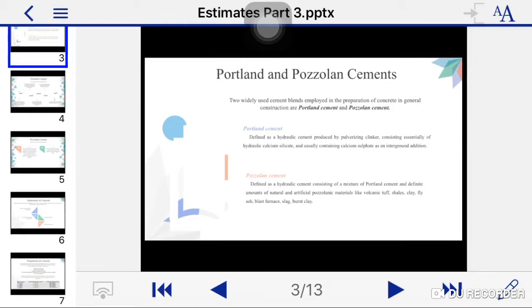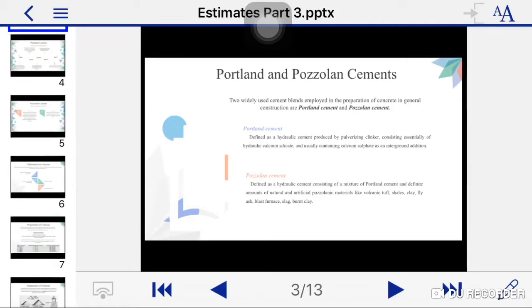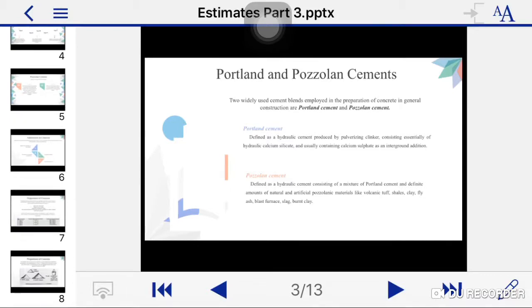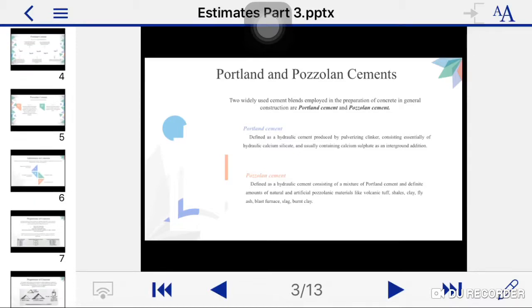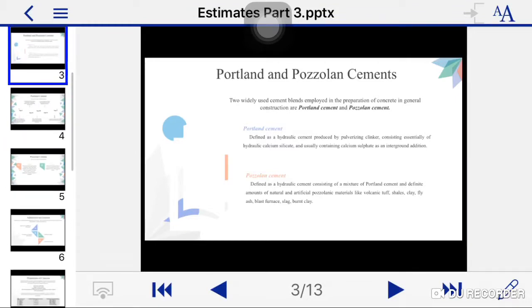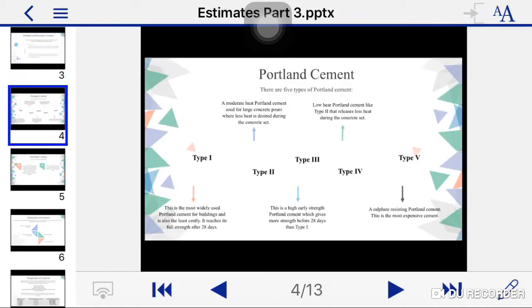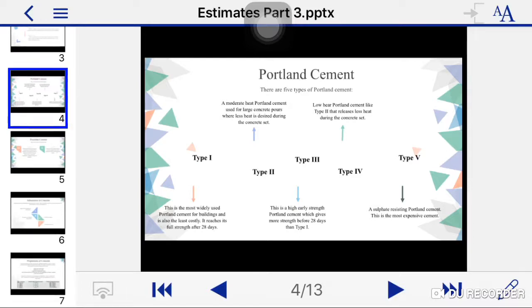Portland cement has been defined as a hydraulic cement produced by pulverizing clinker consisting essentially of hydraulic calcium silicates and usually containing calcium sulfate as an interground addition. Under Portland cement, we have 5 types. For type 1, this is the most widely used Portland cement for buildings and is also the least costly. It reaches its full strength after 28 days.